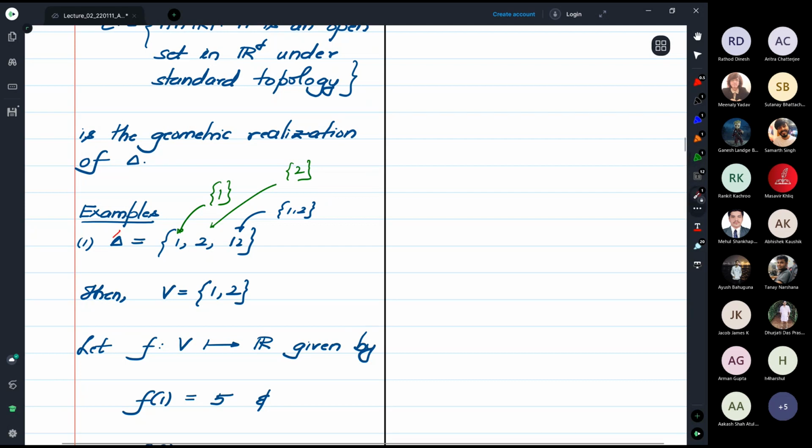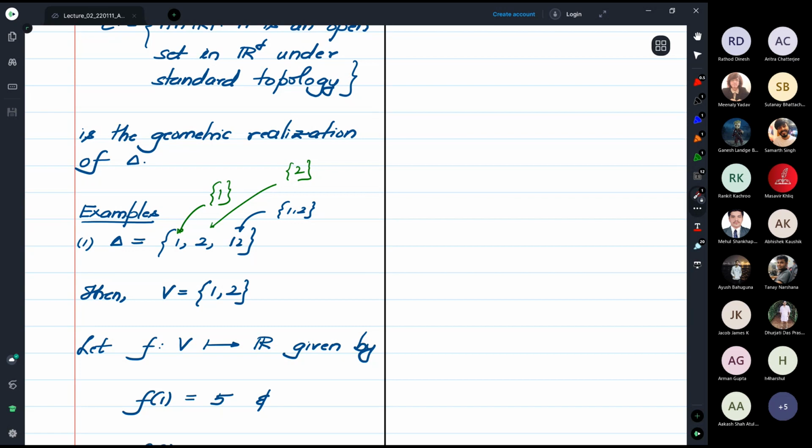So in this way you can see that delta is a collection of subsets which satisfy the property that they are closed under the subset operation. Is this okay? This is just a sloppy way of writing, but this is not the element 1. Instead you should think of this as the set that consists of the element 1. Similarly, this should not be interpreted as the element 2, but as the set that consists of the element 2. Is this okay? All right. So given this delta, we can construct the vertex set. This consists of the two vertices 1 and 2.